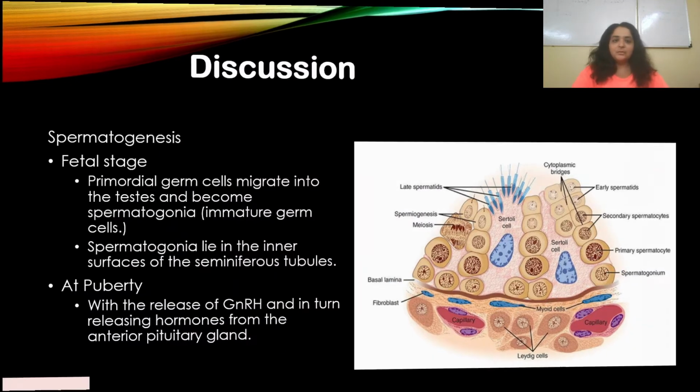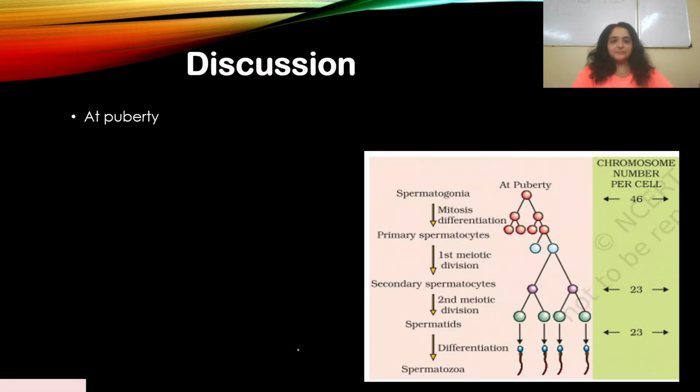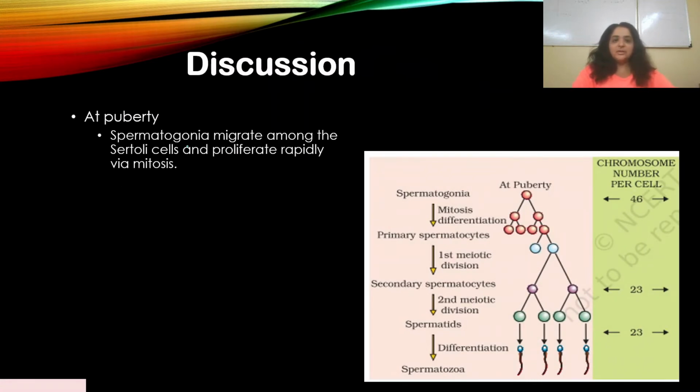Now what happens? The spermatogonia migrate among the Sertoli cells and proliferate rapidly via mitosis. When these anterior pituitary hormones act on the seminiferous tubule, the spermatogonia, the immature germ cells, begin to migrate amongst the Sertoli cells. Sertoli cells are very, very important. They are the nurse cells, so they provide nutrition to the growing male cells.